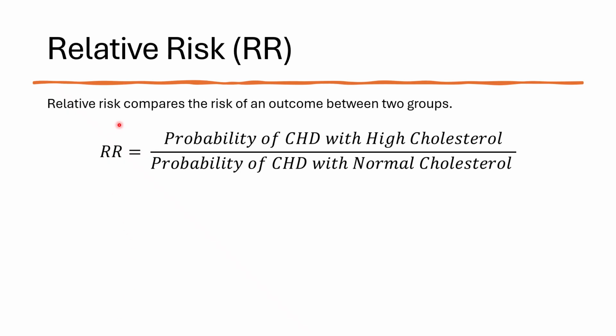The relative risk compares the risk of the outcome between two groups. In our example, relative risk could be the probability of chronic heart disease in high cholesterol individuals divided by the probability of chronic heart disease in normal cholesterol individuals, or vice versa. So instead of subtracting one probability from the other, here we are dividing them, giving us the comparison between the two groups.